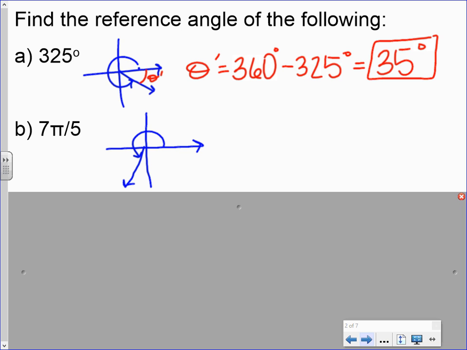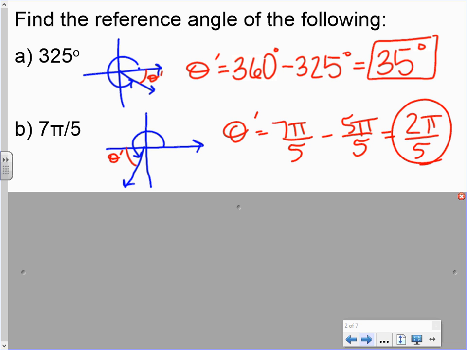We need the reference angle. Okay, Lindsay, how are we going to find that? What's our calculation? 7 pi over 5 minus pi. You went ahead and changed it to 5 pi over 5. I like it. So 2 pi over 5 would be our reference. I've got a strange one for you. You ready? Any questions about the 2 pi over 5?